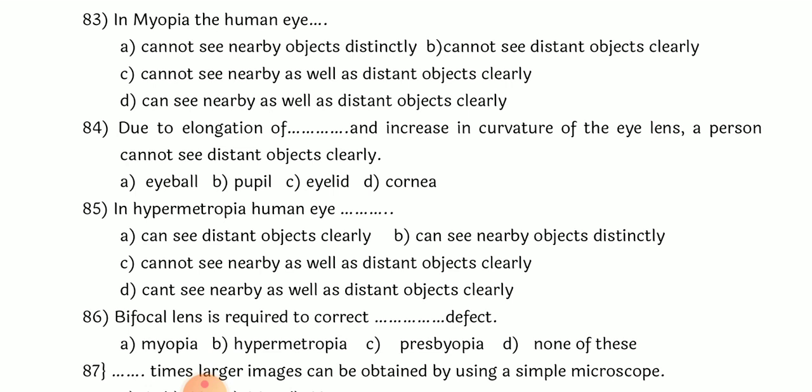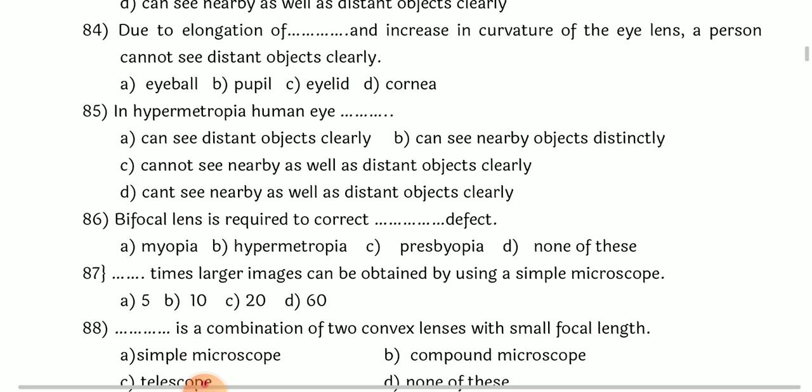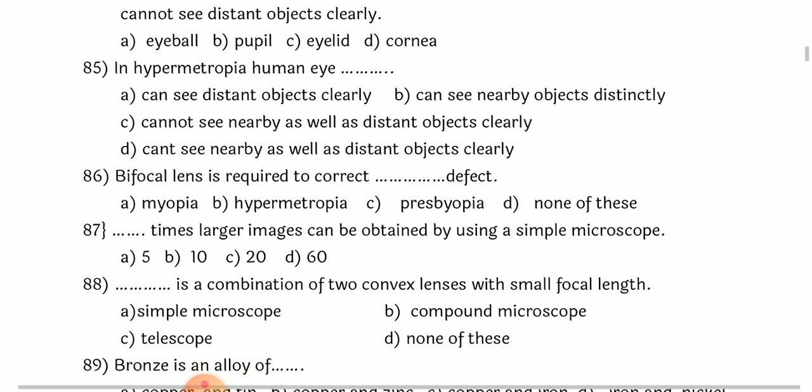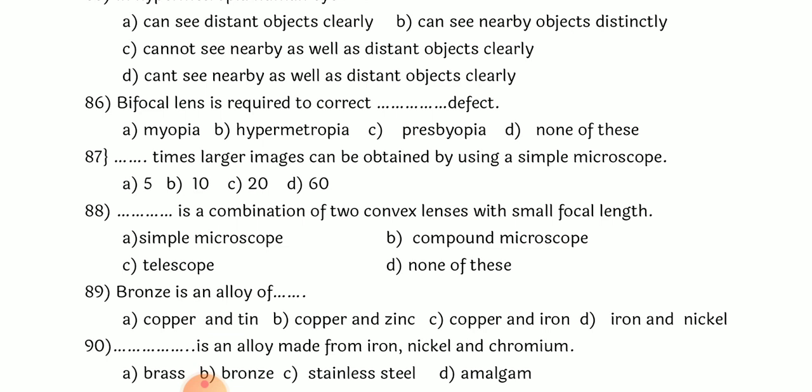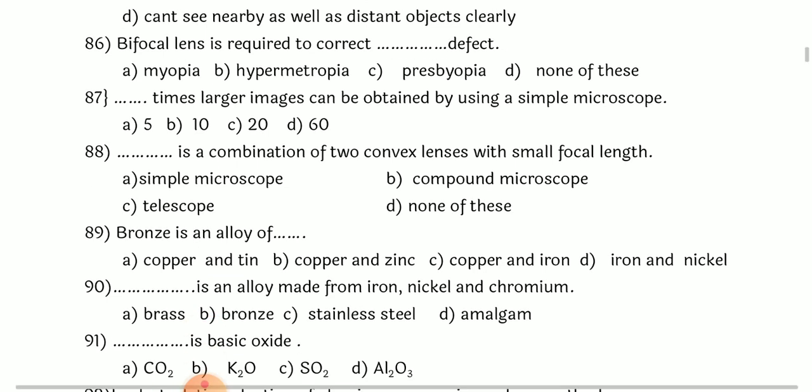In hypermetropia, human eye, hypermetropia is farsightedness. So what will be your option A? Can see distant objects clearly but cannot see nearby objects. Bifocal lens is required to correct the dash defect, used to correct presbyopia. Option C. Dash times larger image can be obtained by using a simple microscope, 20 times larger, option C.